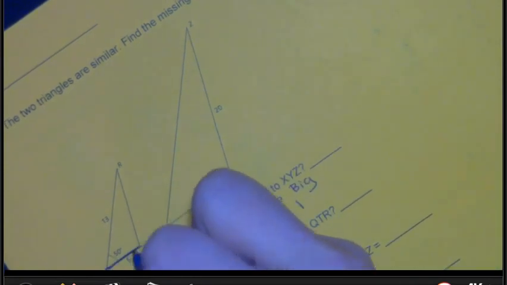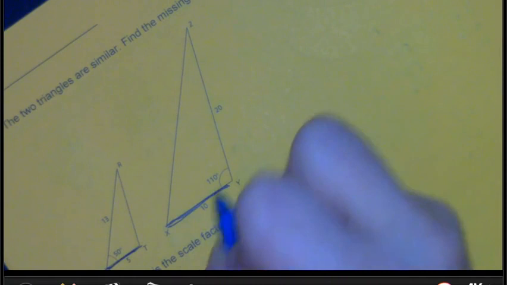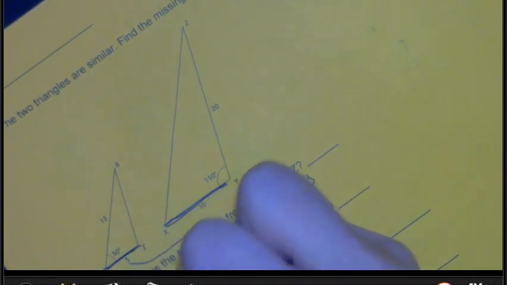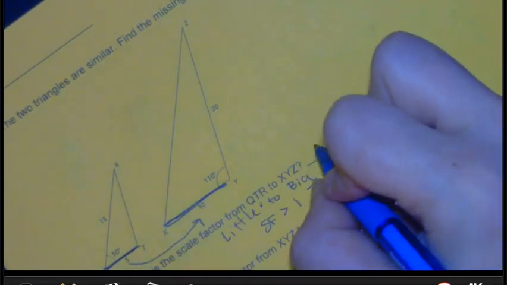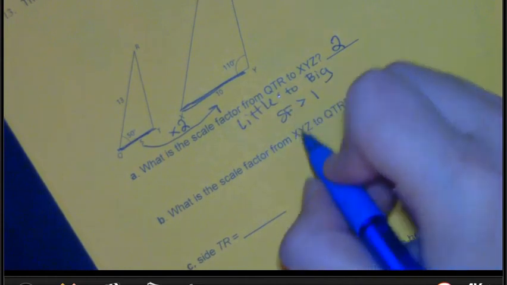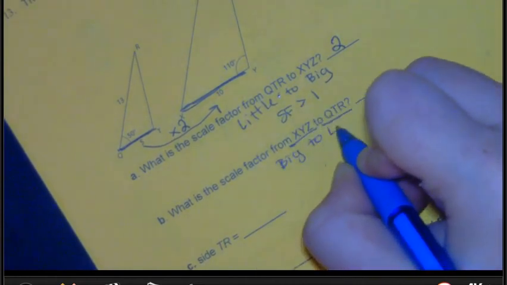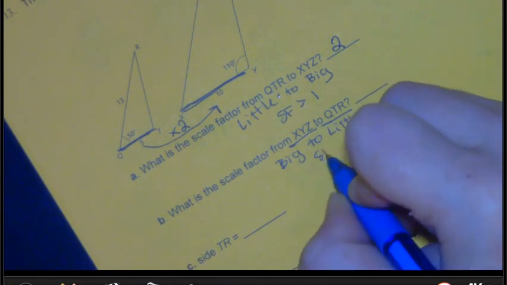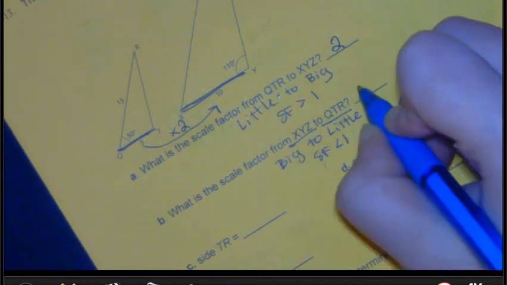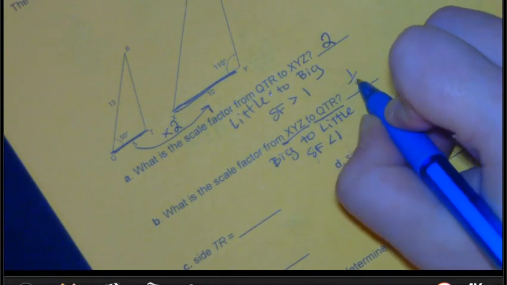So let's look at my corresponding side. So it looks like QR corresponds to XY. And so from 5 to 10, I know that my scale factor is going to be 2 because 5 times 2 is 10. Which means if I'm going backwards or in the opposite direction, if I go from big to little, your scale factor needs to be less than 1, which is the reciprocal of 2, which we just learned is 1/2.